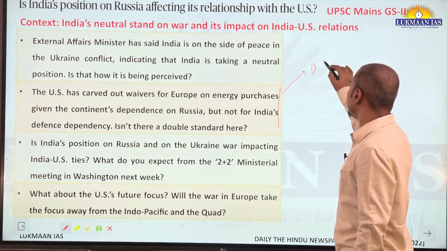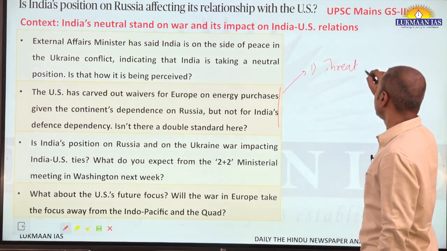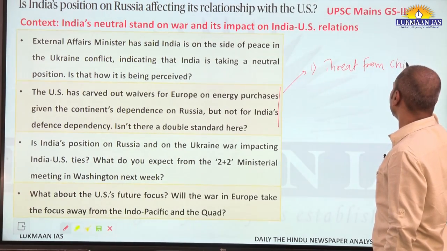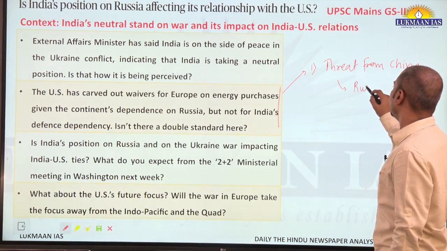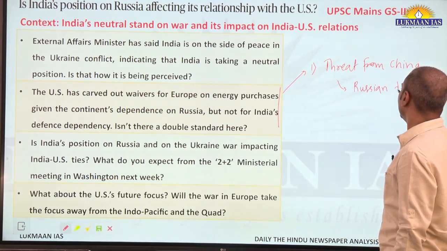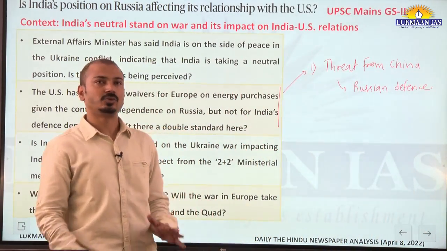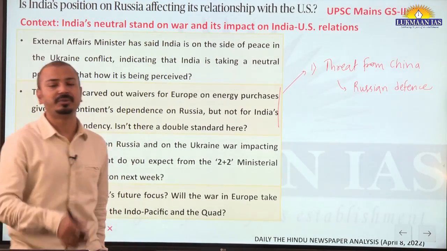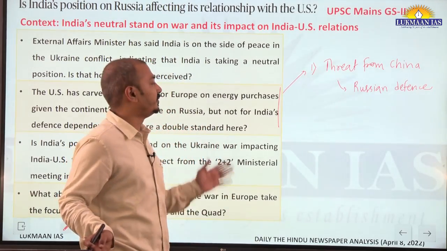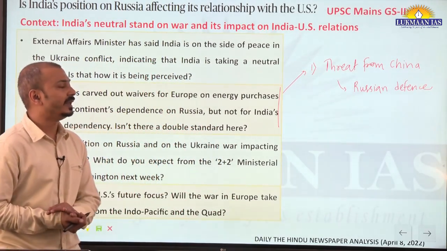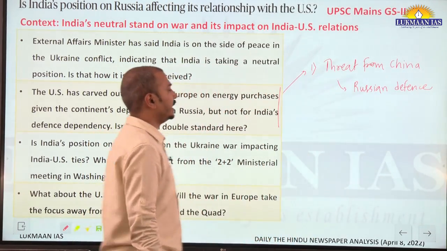First thing, if, let's say, tomorrow India faces any kind of threat from China, especially on the northern boundary, of course India is going to depend on Russia for defense equipment. India is not that dependent on the US yet. We are evolving at present, but largely we have been dependent on Russia for defense equipment and defense imports. So any kind of threat from China will require continuity in Russian defense imports.